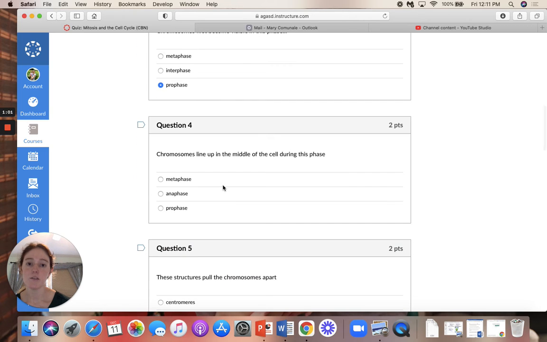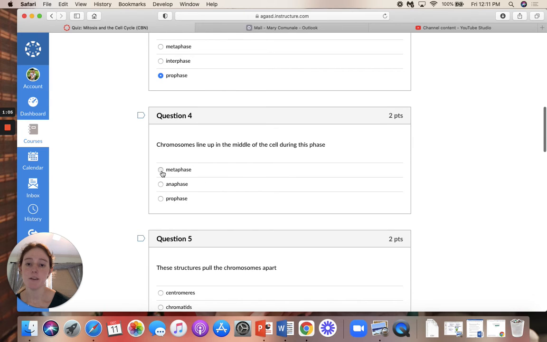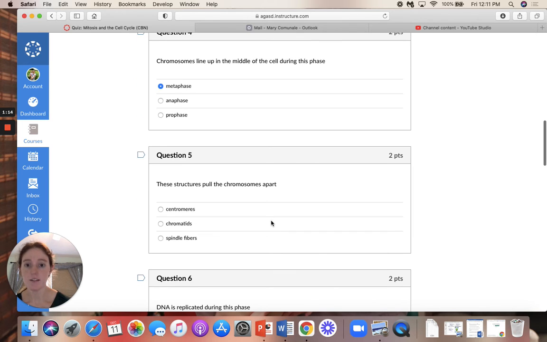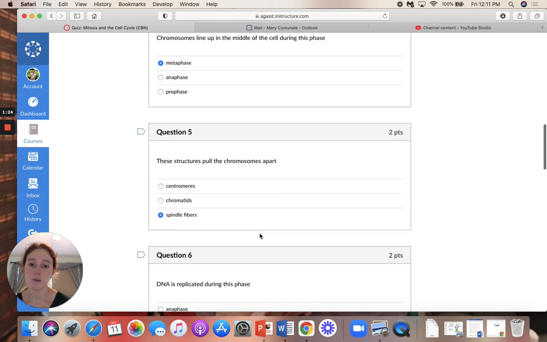Question number 4. Chromosomes line up in the middle of the cell during this phase. Middle is metaphase. In anaphase, they're being pulled apart, and in prophase, they're becoming visible at that point. These structures pull the chromosomes apart. Centromeres are the middle section of the chromosomes. Chromatids are what we call individual chromosomes, so spindle fibers are what can be pulling them apart.